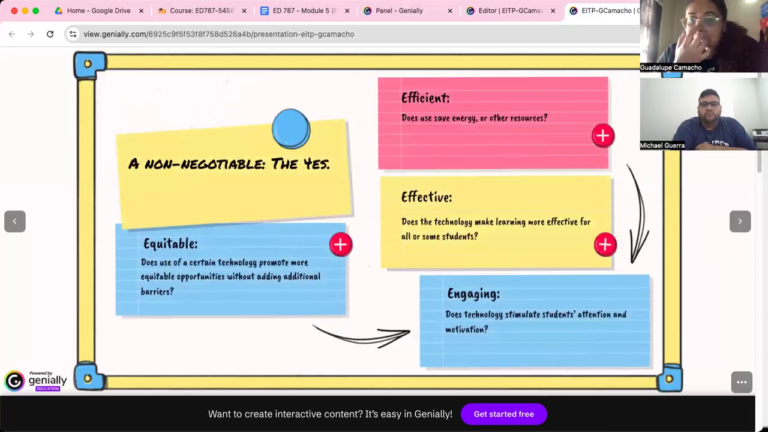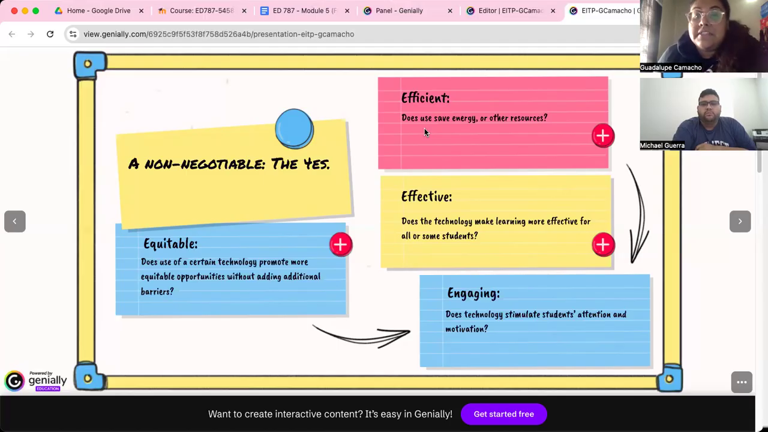So before we even start, when I was doing my research, I came across this article that mentioned the non-negotiables, which are the four E's. So we have equitable. These are some questions to ask yourself. Does the use of certain technology promote equitable opportunities without adding additional barriers? So are we using technology to our advantage, or are we just making things more complicated? Efficient: do we use energy or resources? Are we really using our resources to the max, using computers instead of printing a piece of paper?